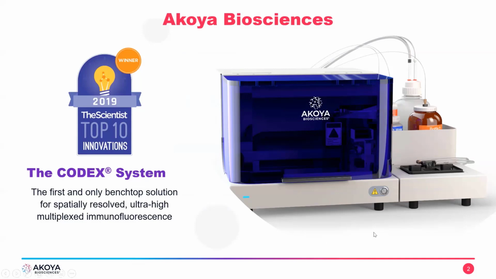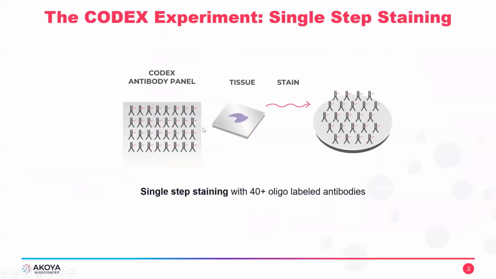It fits on any benchtop in any lab, and it integrates seamlessly with existing microscopy devices. Fluid handling steps and staining steps are automated, so the researcher does not have to use his or her hands to do this experiment. I will show you how this experiment occurs. A researcher will develop an antibody panel with up to 40 antibodies. We have a catalog online. The researcher can choose the antibodies that they're interested in.